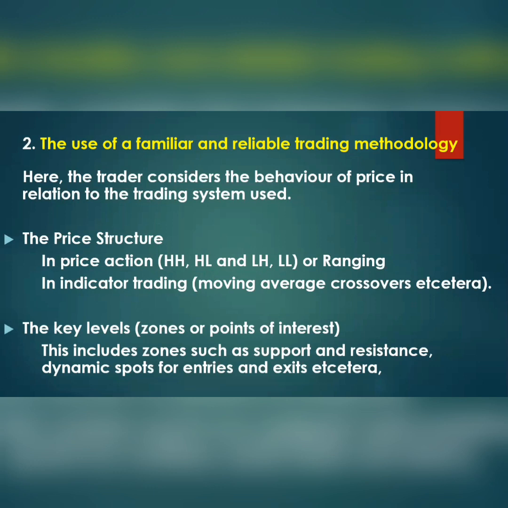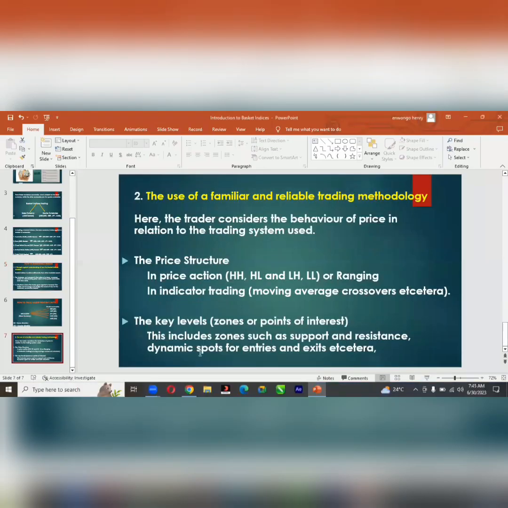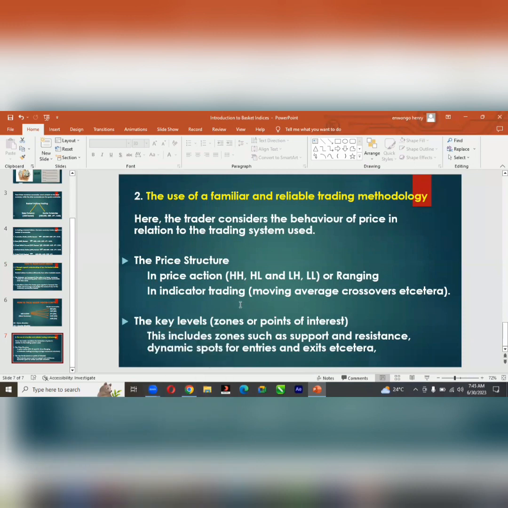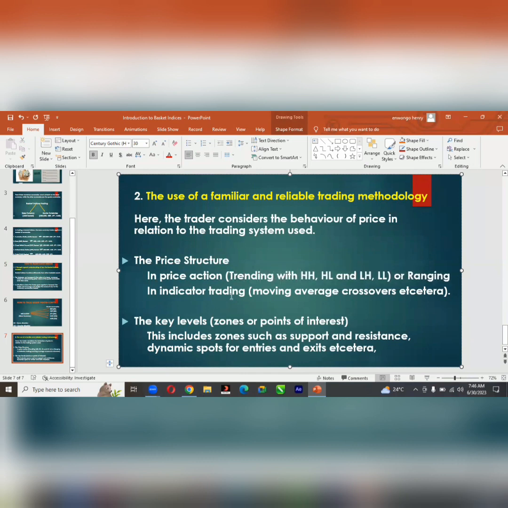Okay, a good knowledge of the technical analysis talks about two things: the price structure, number one, and the key levels, what I call zones or points of interest. Okay, so I'm going to take us to our browser straight where we're going to look at these two. Price structure, basically what we're looking at is higher highs and higher lows, or is it a range? So when we say higher highs, higher lows, lower highs, lower lows, what does it mean? It means the price is trending. So let me print here, trending with higher highs, higher lows, or it's ranging.